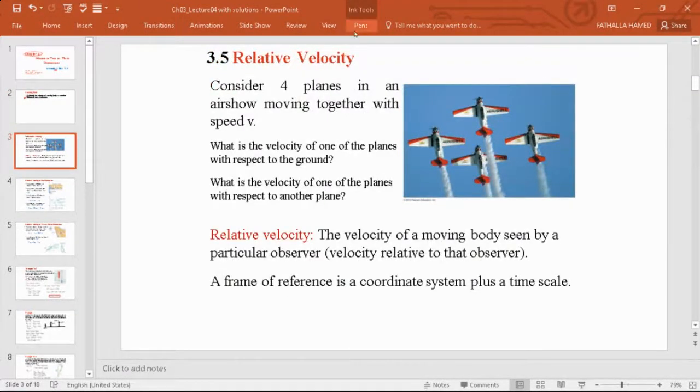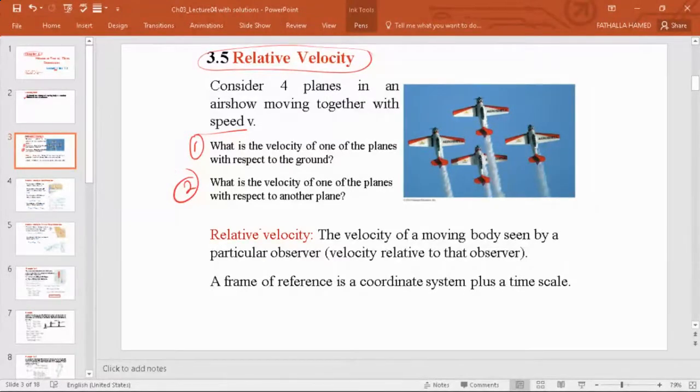Now we'll start with relative velocity. And what you see here, you see 4 planes in an air show moving with a speed v. That means all of them are moving with the same speed here. And there are 2 questions that are asked here. The first one, what is the velocity of one of the planes with respect to the ground? And the second one, what is the velocity of one of the planes with respect to one another?